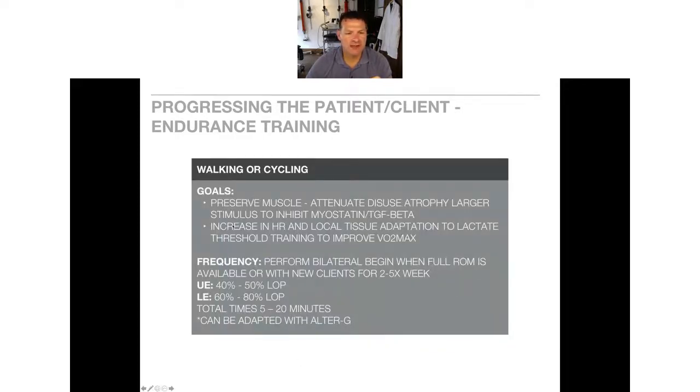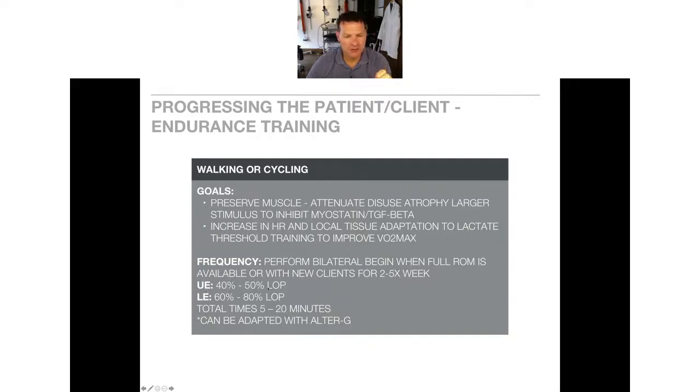What's our goal is to preserve muscle, attenuate disuse atrophy, and by providing a larger stimulus to inhibit myostatin, increase in heart rate and local tissue adaptation to lactate threshold training, and to improve VO2 max. We've got to do it fairly often. You got to do it at least 2 or 3 times per week. You can do it up to 5 or 6 times a week.